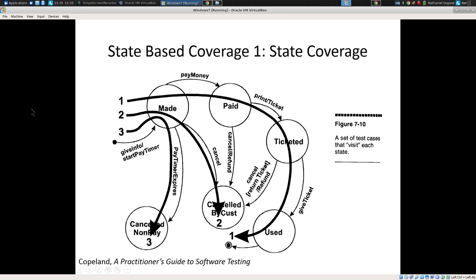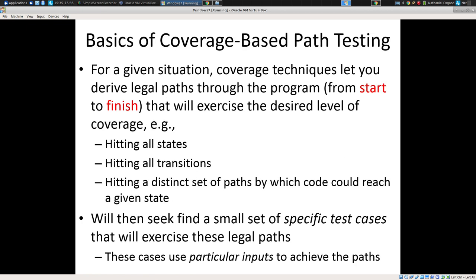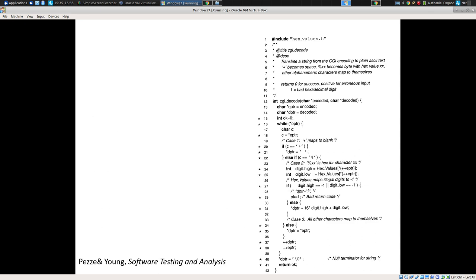And concrete, they would actually enter some very particular information. I buy a ticket for this day, with this name, using this seat, this fare code, etc. Okay, so we're going to come up with paths that will cover all the things we want to cover, and then we're going to find some specific test cases. So imagine you're testing at this level. This, ladies and gentlemen, is in C, right? This is something which basically takes a URL and turns it into regular text.